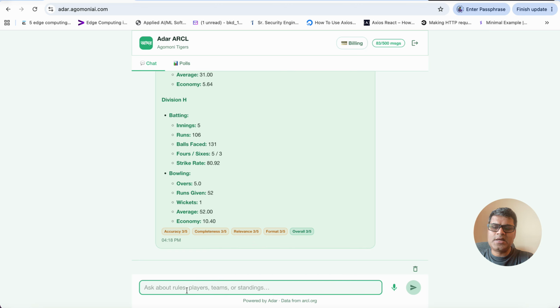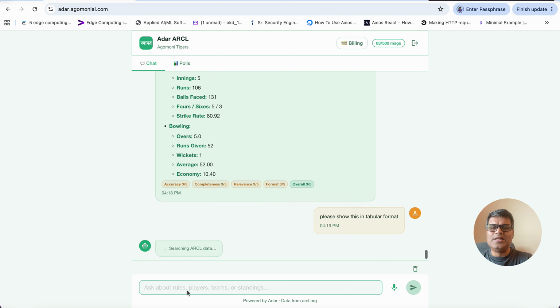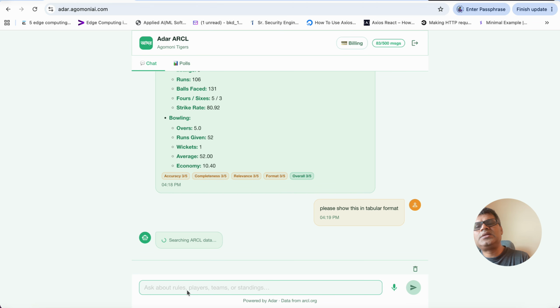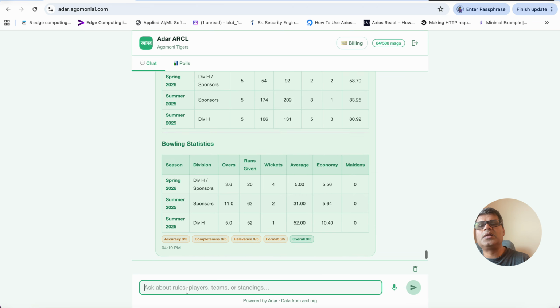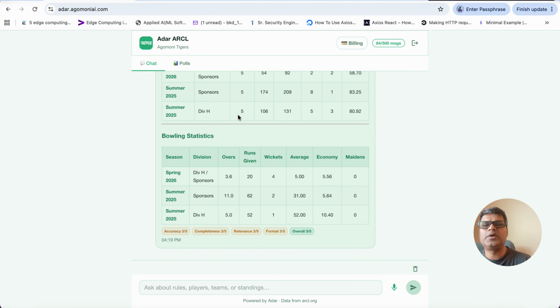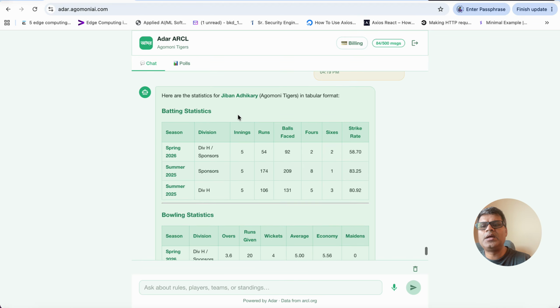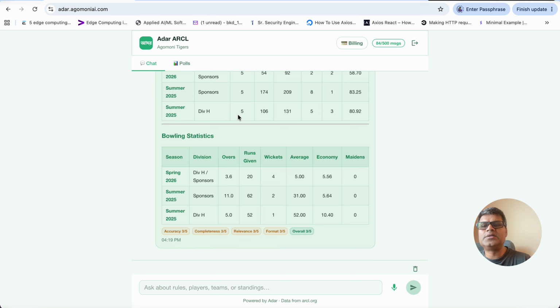I wanted to say, please show these in tabular format so that I can understand it a little better, right? So in case something does not come in tabular format, you can ask, and it is going to present it in a very nice way, right? You see it's presented in a very nice way with batting and bowling. So here the player stats come into place. You can ask about a player and get the player statistics.